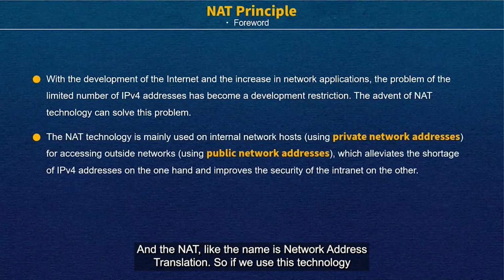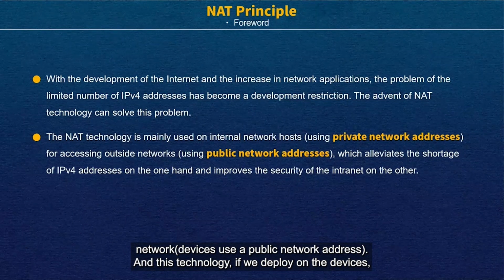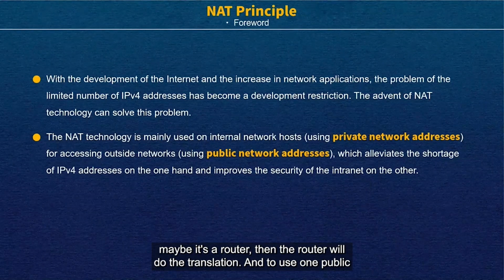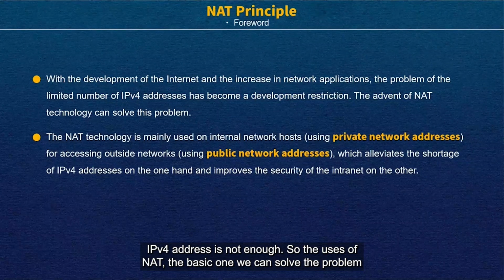And NAT, like the name, is Network Address Translation. If we use this technology, we can make the internal network hosts, you can think they use a private network address, visit the outside network, where some devices use a public network address. If we deploy this technology on a device, maybe a router, then the router will do the translation, and use one public IP address to represent multiple private network addresses, so we can solve the problem that the IPv4 address is not enough.